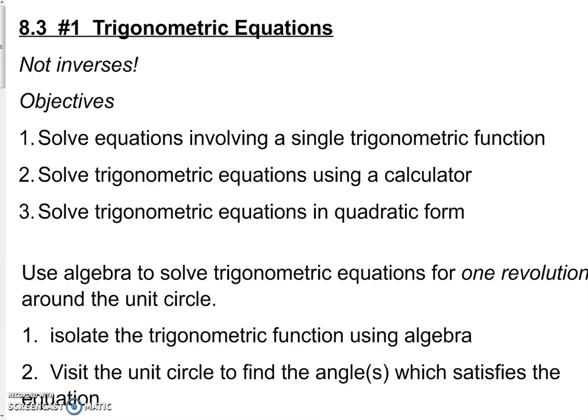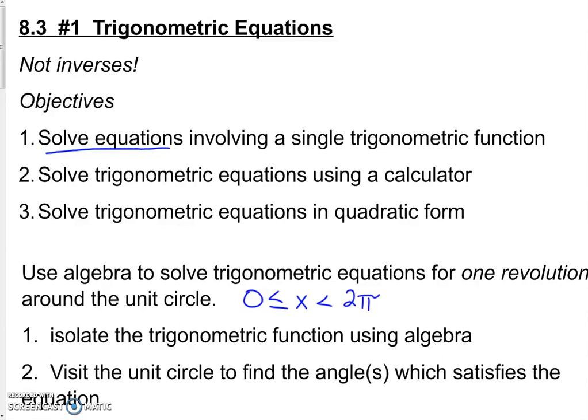For section 8.3, number 1, you're going to need your trig library, but you will not need your inverse table. Our goal is to solve the equations using a single trigonometric function. So we're going to get it in terms of x and then look that value up on our table. You are going to be using algebra to solve the trigonometric equations for one revolution around the unit circle. So that means all of my answers need to be between 0 and 2 pi.